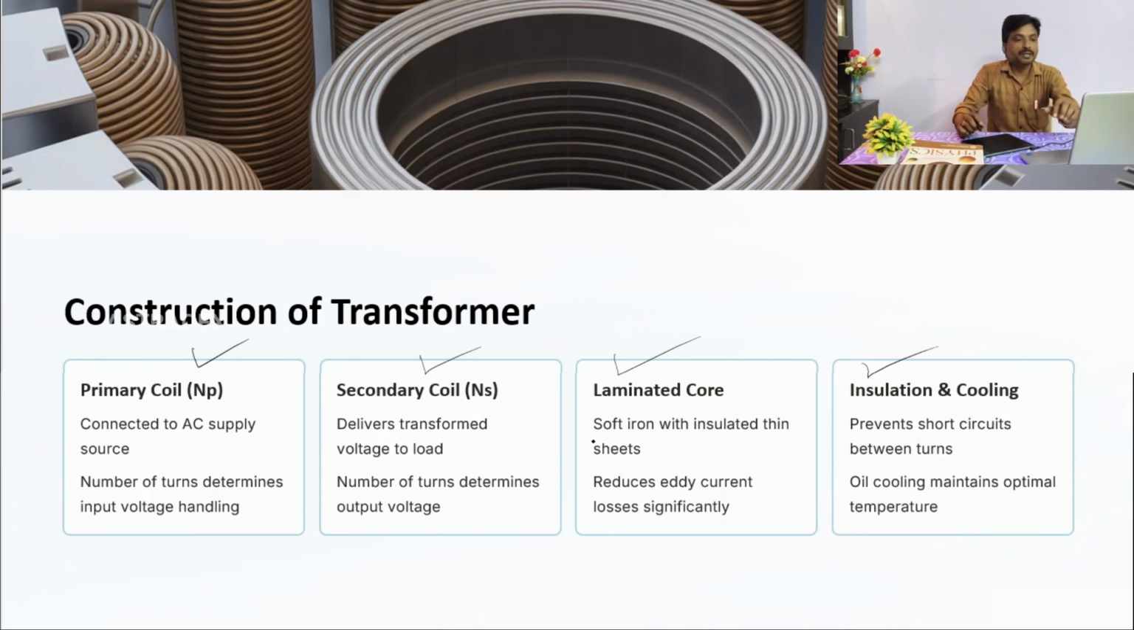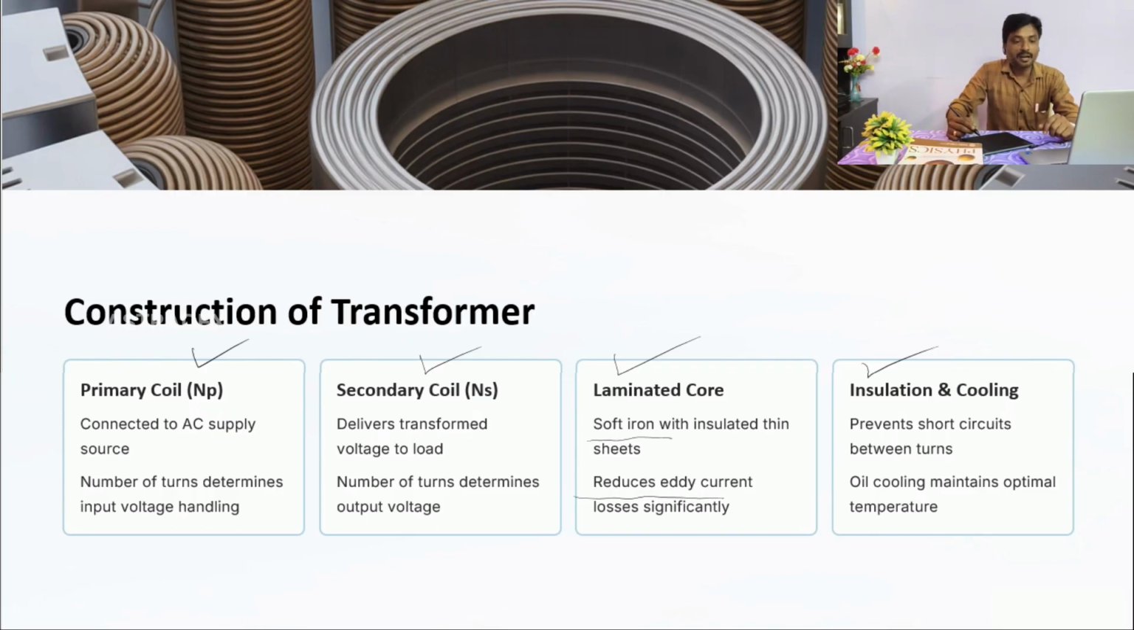And the next one is the laminated core. Soft iron with insulated thin sheets will be used as a laminated core. Why are we using the laminated core? It considerably reduces the eddy current losses. That's why we are using this laminated core.